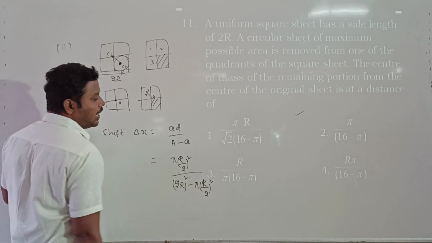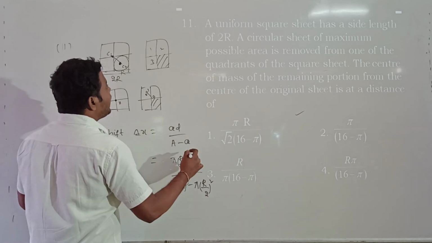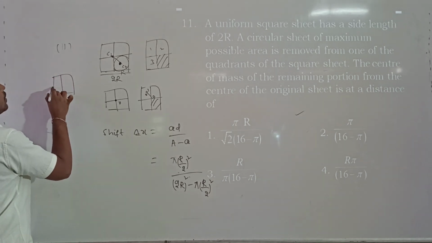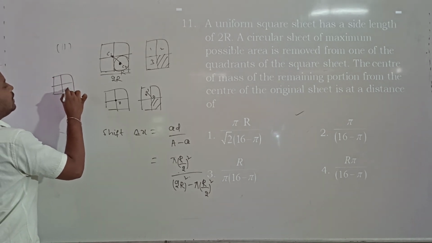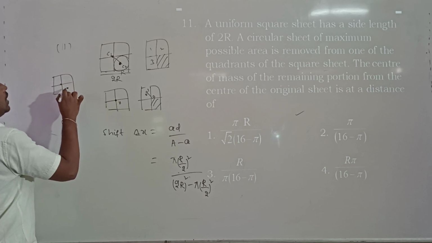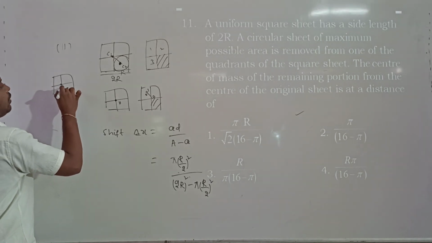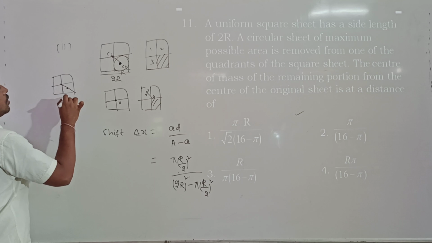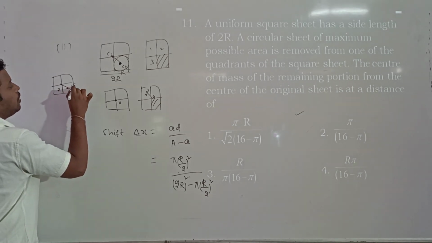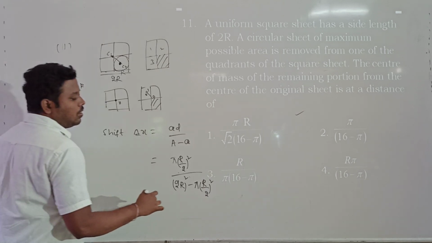This formula you will get in concepts. Now, how can I calculate the d value? This is the center of the removed circular disc, and this is the center of the original plane sheet. I want to calculate this distance. We know this value is r, and this value is r. Then this distance is root 2 r. But I want to calculate this value. So what is d equal to?